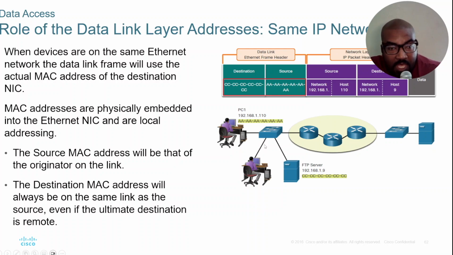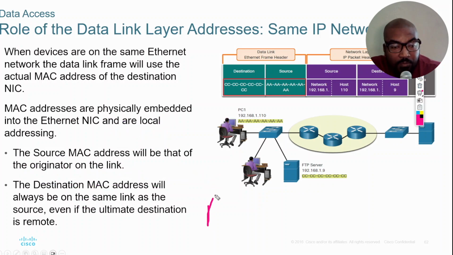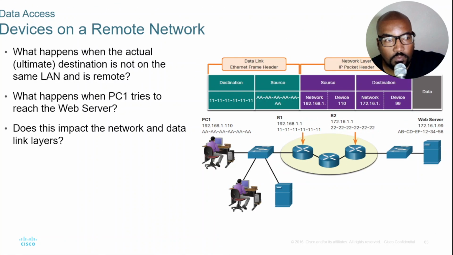So how does it know how to get there? There is a protocol, we'll write that down. The protocol is called ARP, and it stands for Address Resolution Protocol. It matches IP addresses with MAC addresses. Pretty cool.